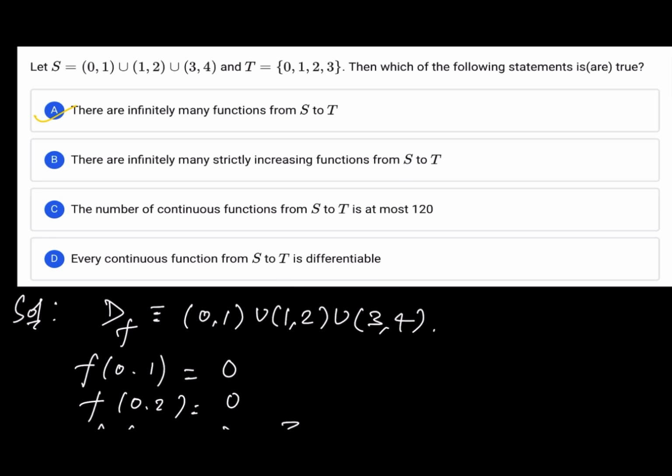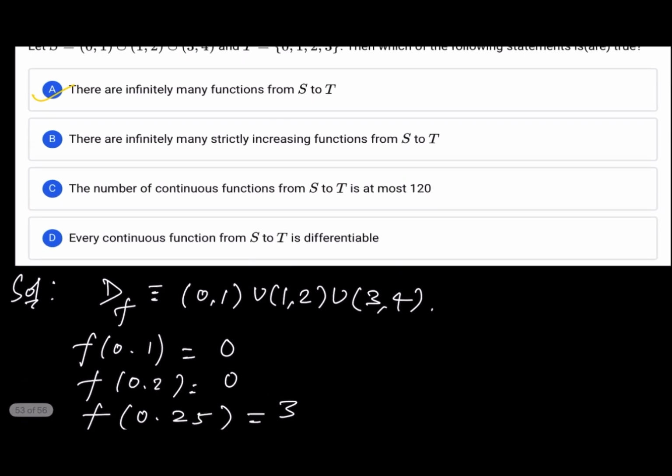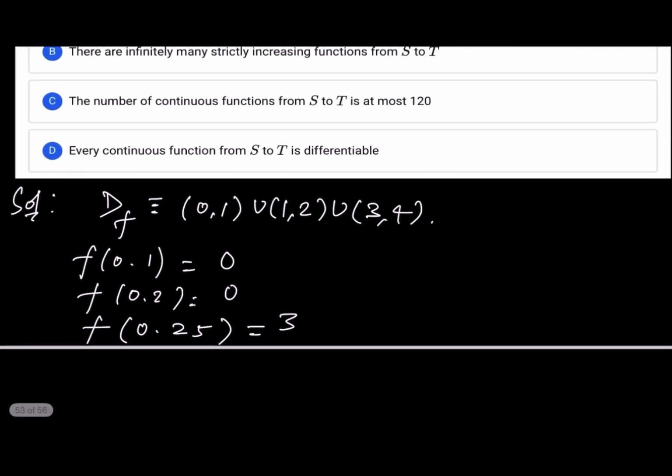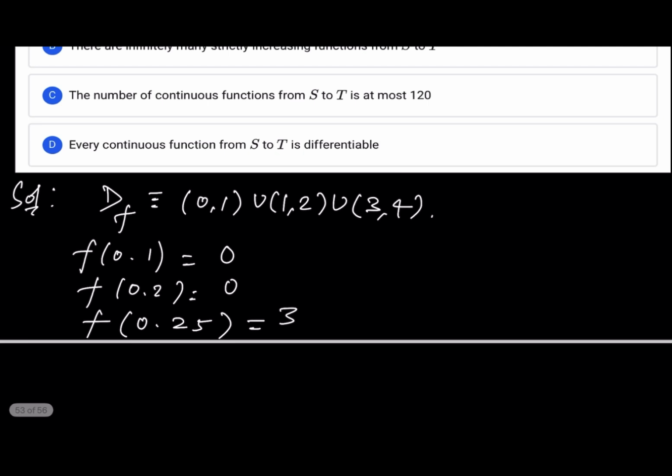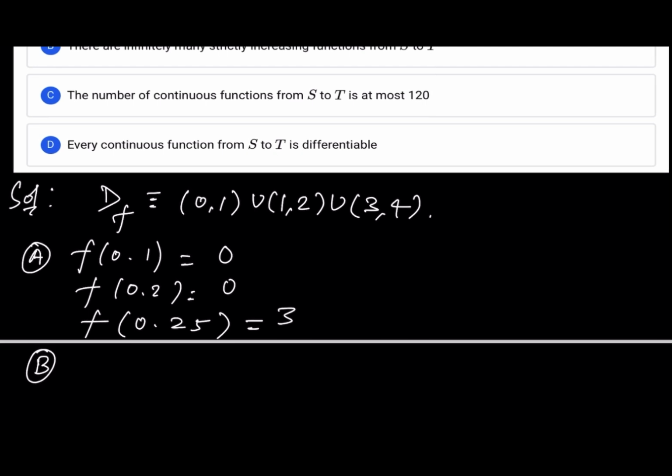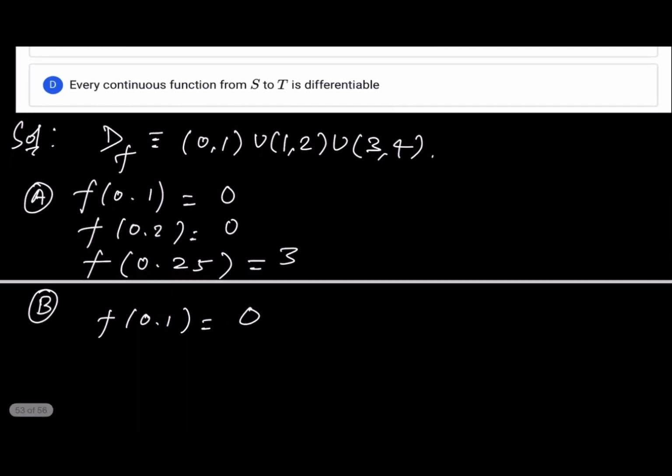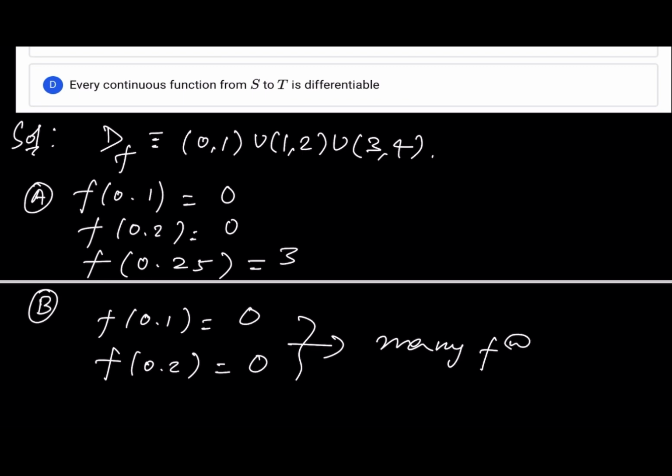Now option B says there are infinitely many strictly increasing functions from S to T. So we are talking about strictly increasing functions. As f(0.1) is 0 and f(0.2) is 0, in this case this is a many-one function, so it is not our choice.